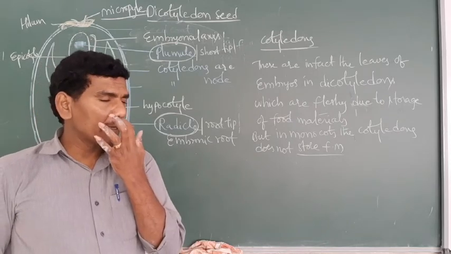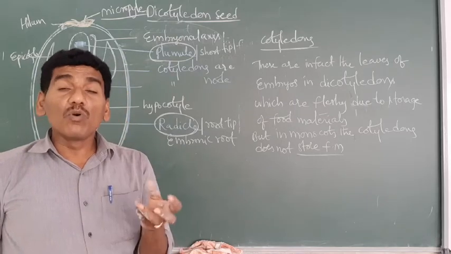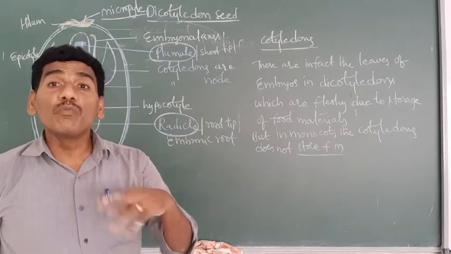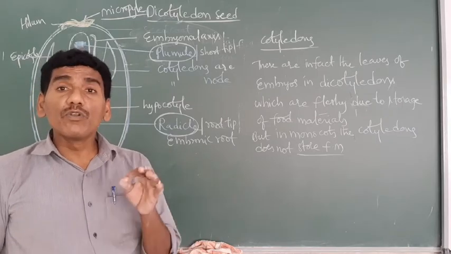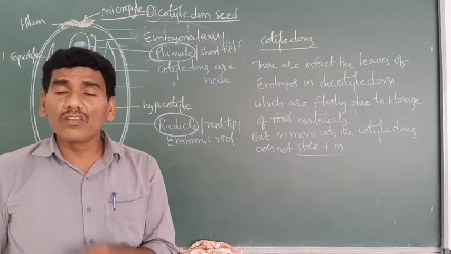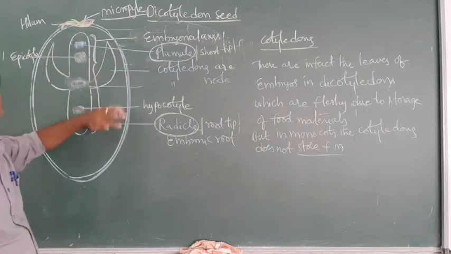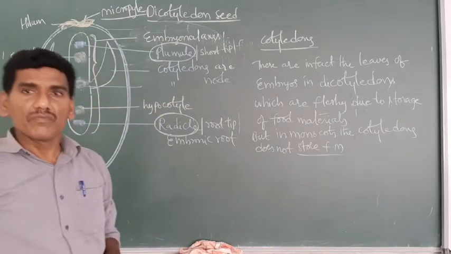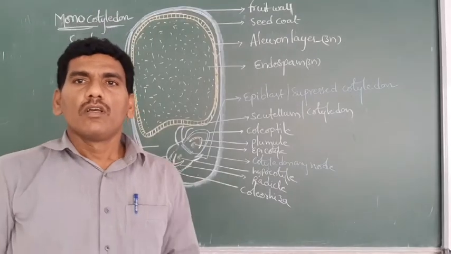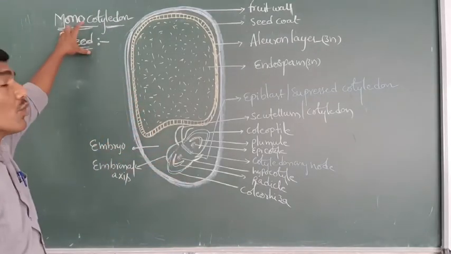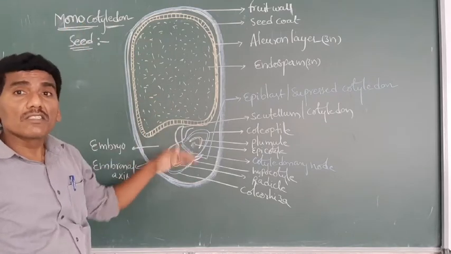Why here? In monocotyledon seeds, where are the food materials stored? In monocotyledon seeds, the food materials are stored in the endosperm. This is dicotyledon seed information. Next one is the monocotyledon seed. This is one monocotyledon seed.